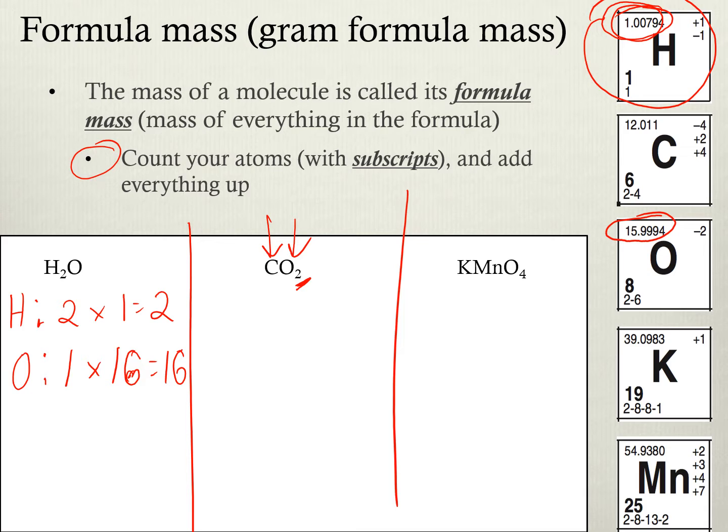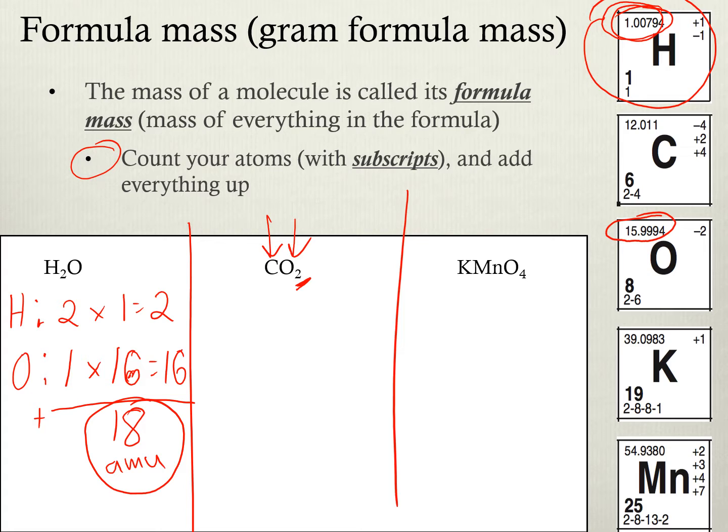And now I just want to add that up. So my 2 hydrogens altogether weigh 2. My 1 oxygen weighs 16. So adding it up, 2 plus 16 tells me that my water molecule weighs 18. I'm going to write AMU for atomic mass units, but the units are really not important right now. Each water molecule weighs 18.